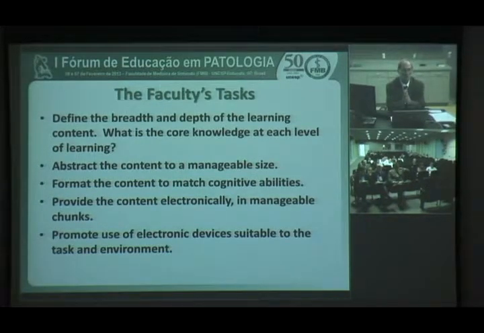So what does our task become when we realize that learners need a lot of guidance? One of the biggest problems we now face is having to deal with that explosion of biomedical knowledge. And I don't think we even agree on what the core knowledge is at every level of learning, novice, intermediate, and expert. We need to define the depth and breadth of learning and abstract that content to imaginable size, and format it in a way that they can at least deal with it cognitively with active short-term memory.